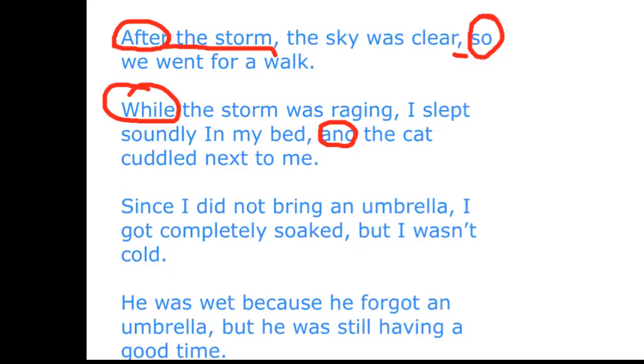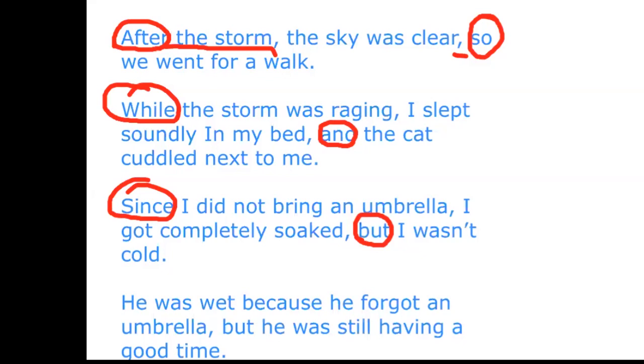Number 3. Since I did not bring an umbrella, I got completely soaked, but I wasn't cold. First, find the subordinating conjunction, since. Since I did not bring an umbrella is the dependent clause. I got completely soaked is an independent clause. But is the coordinating conjunction. I wasn't cold is another independent clause.